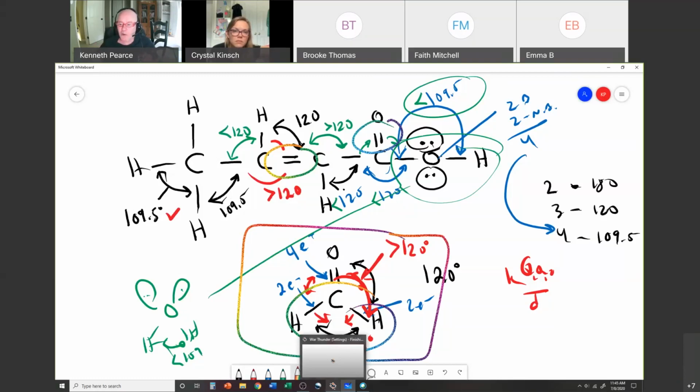How many decimal places can I go out? That's precision, right? Accuracy is how close you are to the true value. Precision is how many decimals you can go out. So we can go a little bit further out with our understanding if we take into account the interactions.